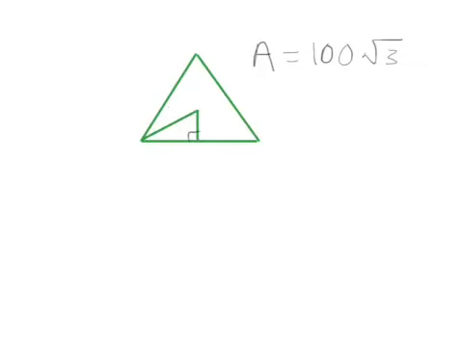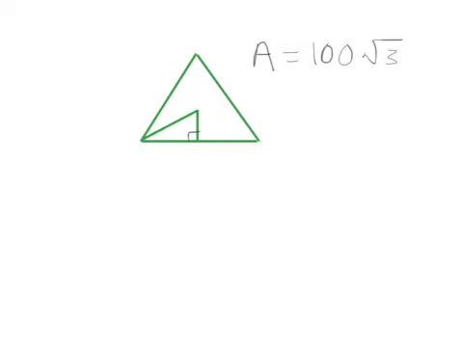Here we are told to find the apothem of an equilateral triangle that has an area of 100 times the square root of 3. Now first of all, make sure you know what an apothem is. The apothem is the perpendicular distance from the center of the triangle down to any given side.